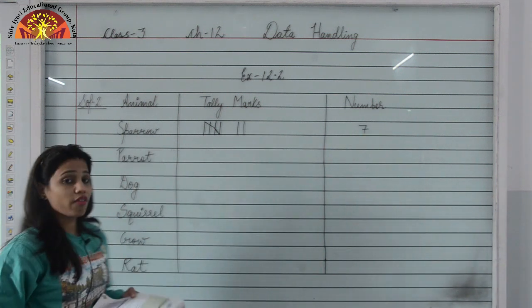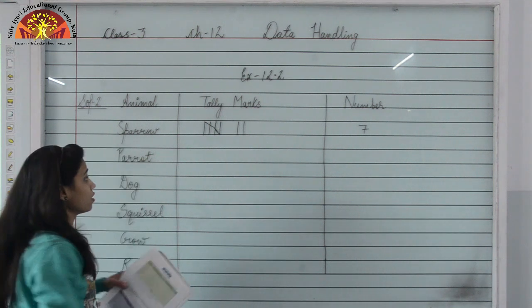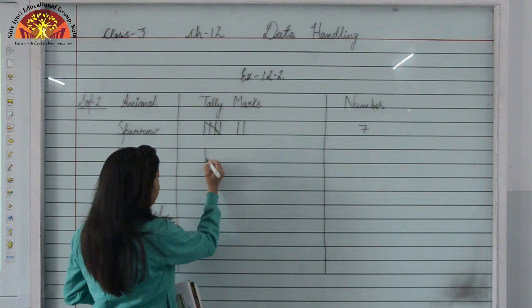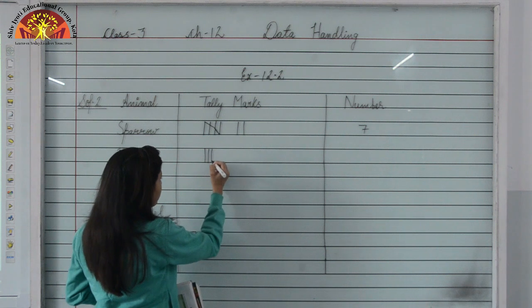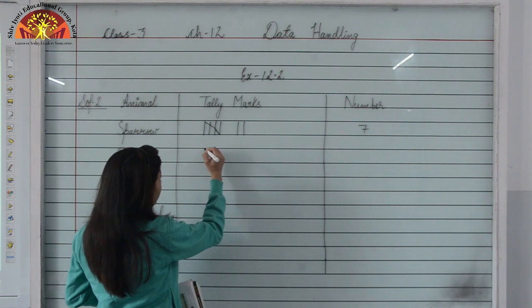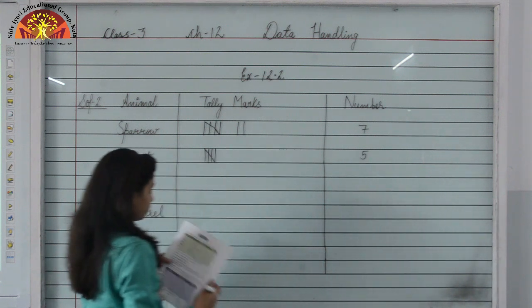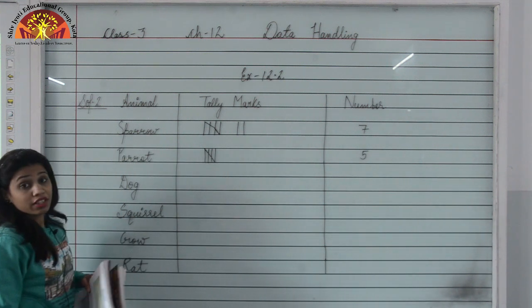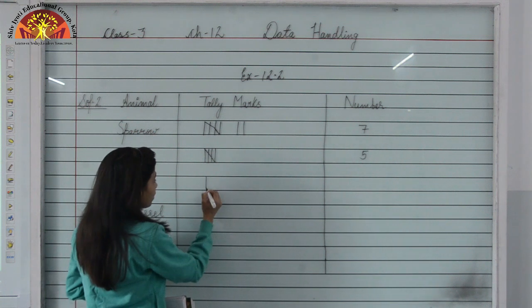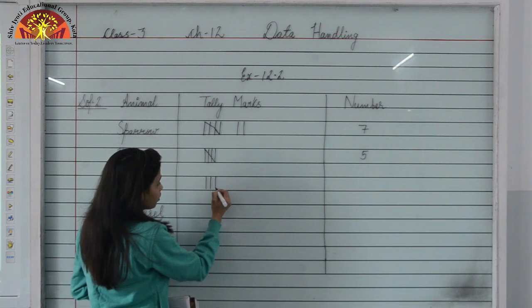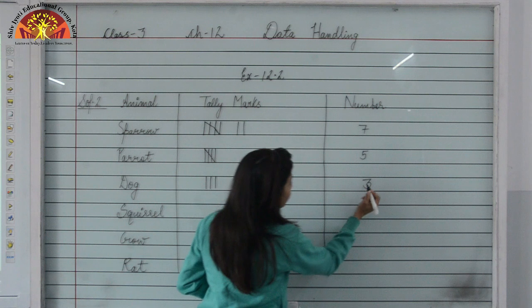Now parrot, as we have already counted, 5 parrots are there. So we will draw 1, 2, 3, 4 and 5. We will write 5 over here. Now dog, 3 dogs are there. So 1, 2 and 3. So we will write 3 over here.